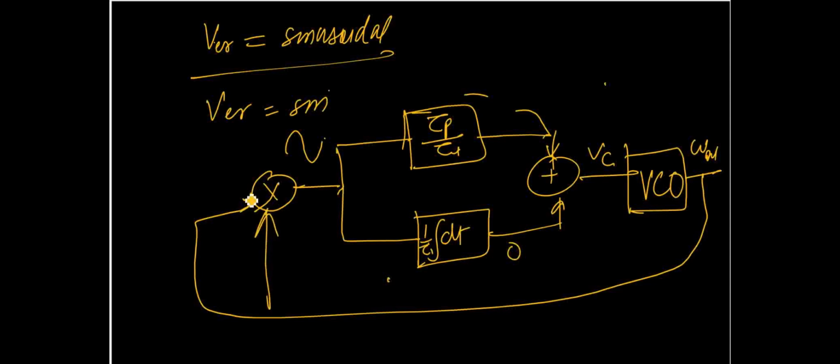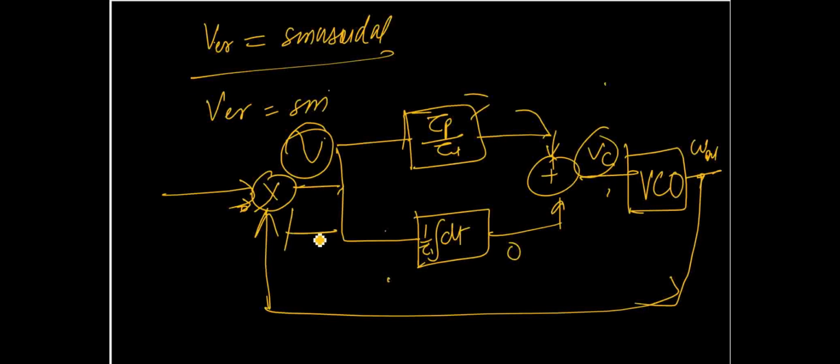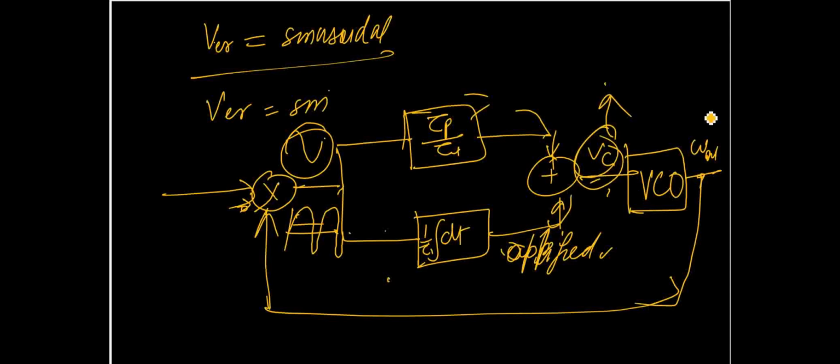Sorry, let me clean this. So in the first step, I'm saying it is sinusoidal, so the integrator will make it 0 but the other path won't make it 0. So this VC is not 0. And in the next step, it will become like this in case of high frequency error. In that case, this will give an amplified version of the DC, and this will be high enough to increase the omega.